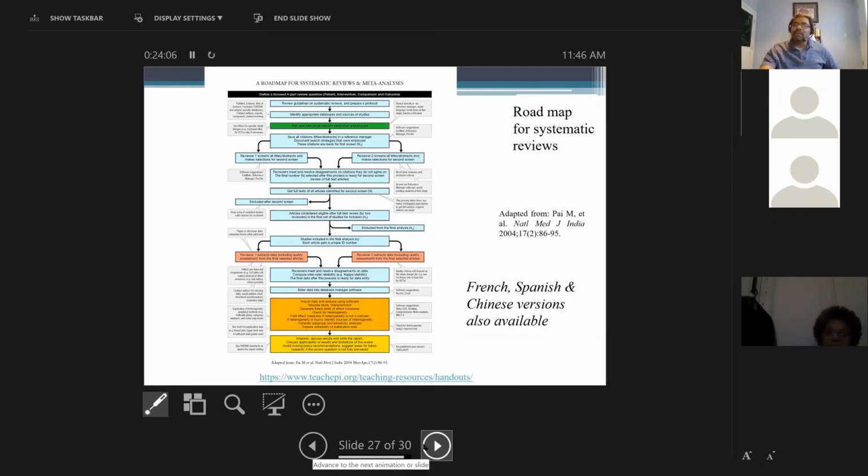If you ask me how many months it can take, I'll tell you that it depends heavily on the disease area. If there are lots of studies, then it can take months and months of work to do a good quality systematic review. This roadmap that we published, we also have French, Spanish, and Chinese versions available on our website, okay?